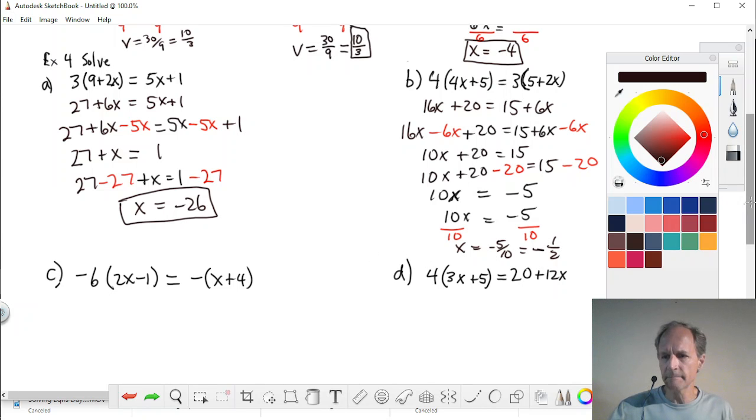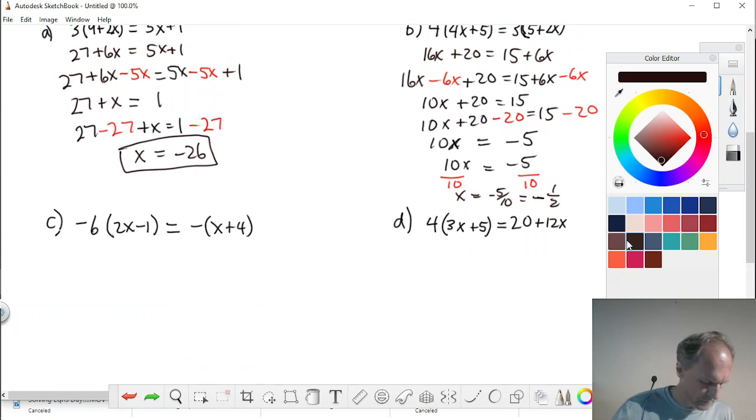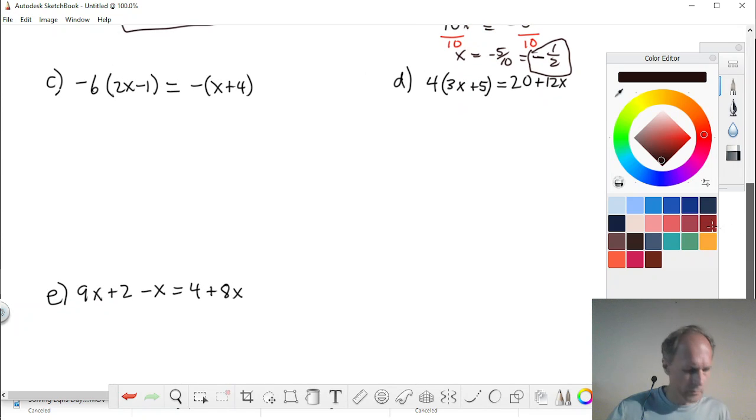All right. Got 3 more. So this one, another one of those has to be distributed. Negative 12x. Negative 6 times negative 1. Be careful, negative times a negative is a positive. Negative x minus 4.